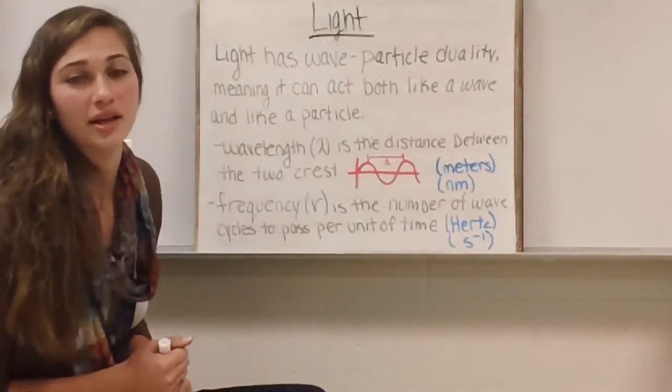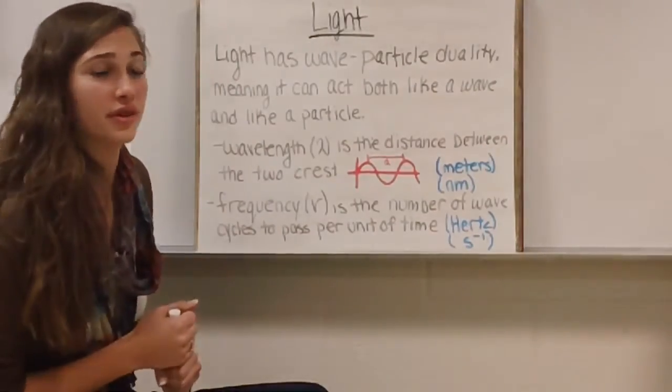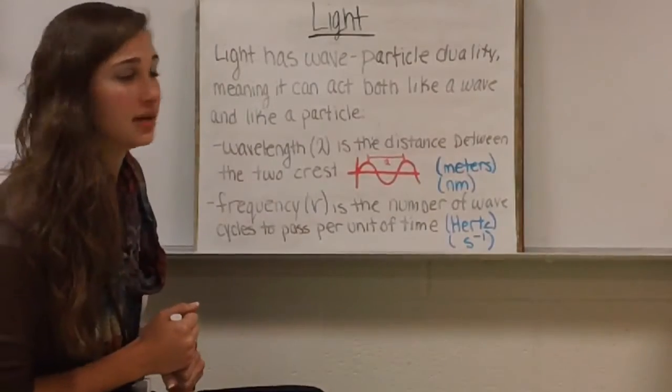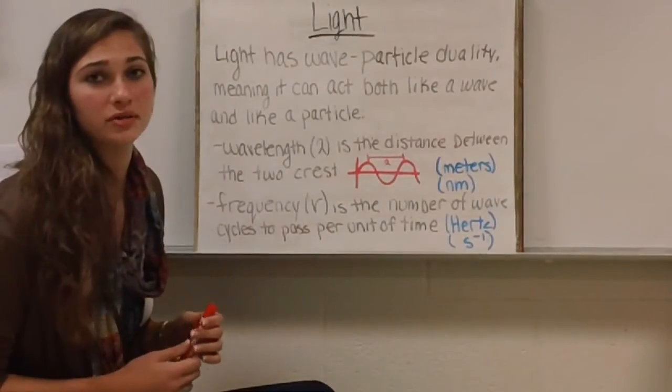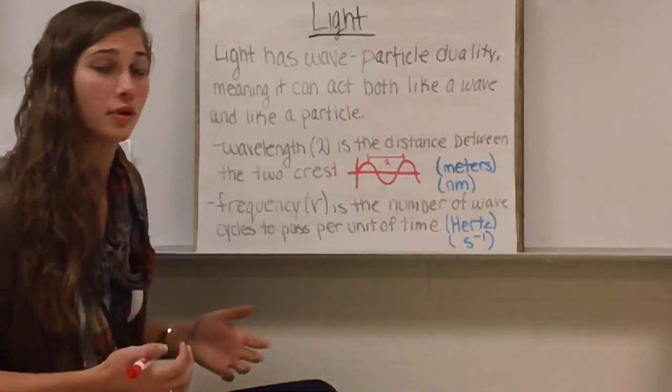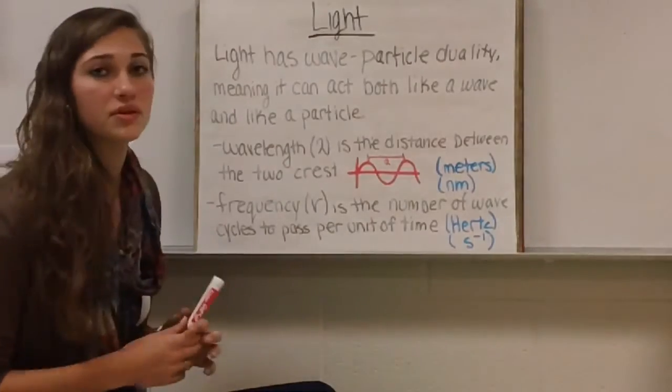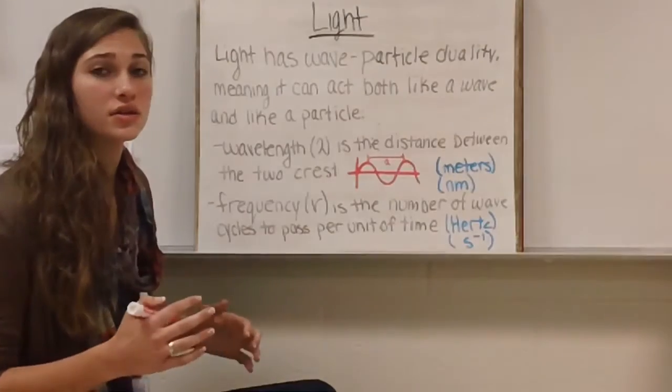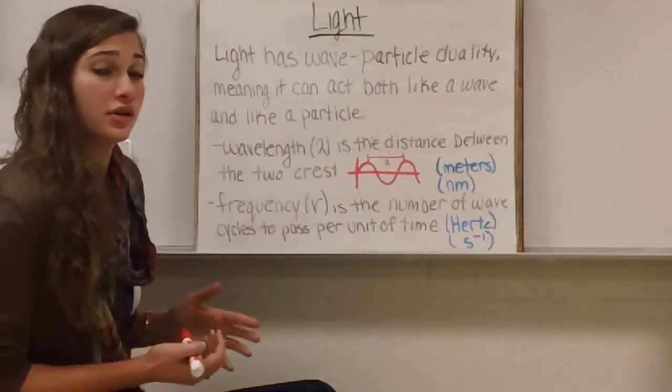to talk about light and energy and how to use equations to solve for them. So first let's go over light. Light has wave-particle duality, which basically means that light can behave as a wave or a particle. So when we're calculating light, there's a few things that we need to know in order to use the equation.